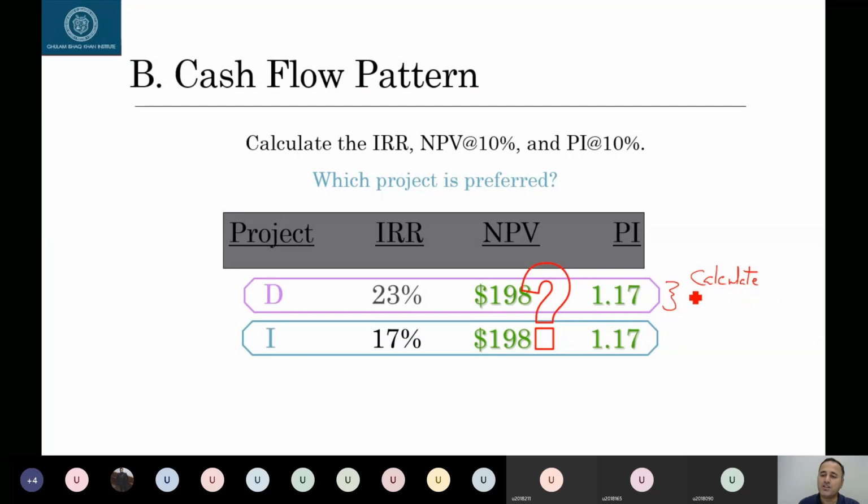Once you calculate those numbers, of course, you can easily practice how to calculate IRR, NPV, and profitability index. Now, based on IRR, NPV, and profitability index, which one do we prefer? If you see, the NPV and profitability index for both these projects are exactly the same. But if I consider the IRR as a decision criteria, of course, project D ranks high.